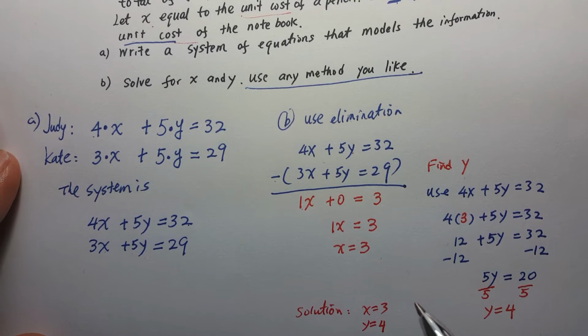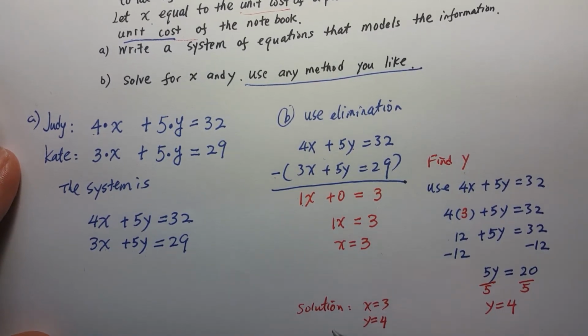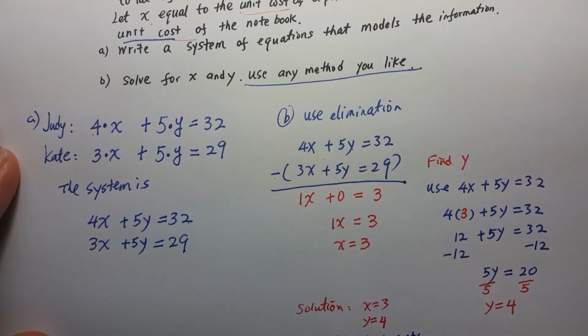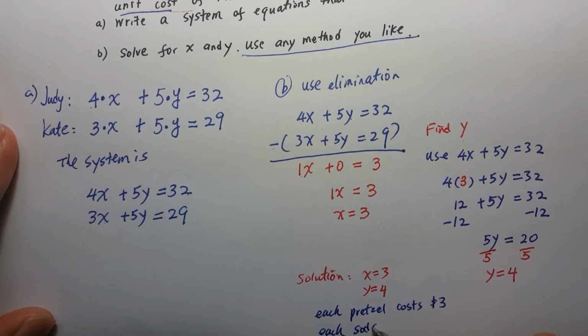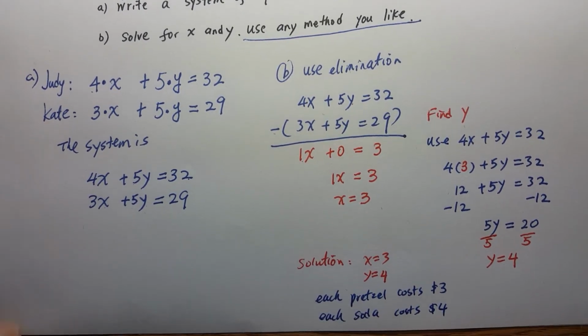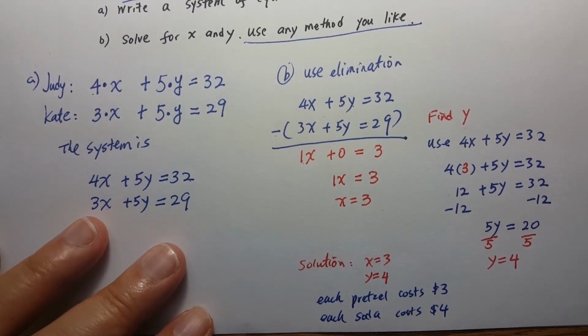So that means each pretzel costs $3, and each soda costs $4. Now we finished question number 2. Let's go to number 3.